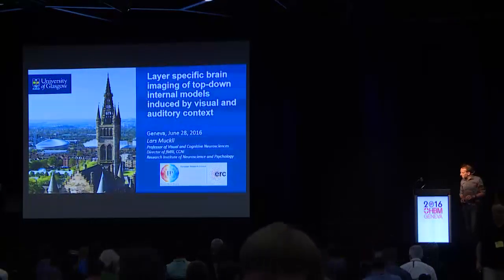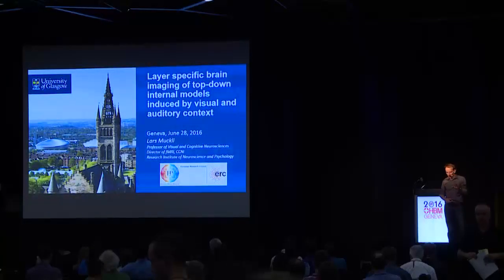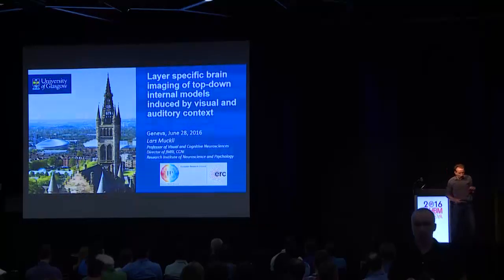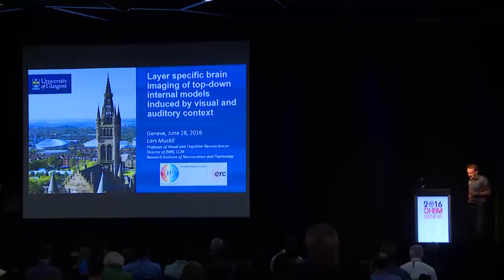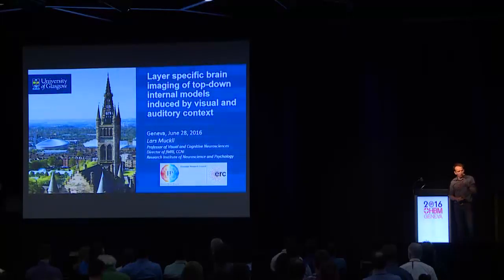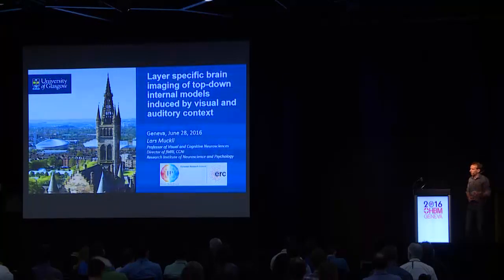I will approach the topic of fine scale with the focus on laminar fMRI rather than columnar fMRI. And I will do this by talking about how the internal models that we create, for example, by mind wandering or imagery, can be read out in primary visual cortex.